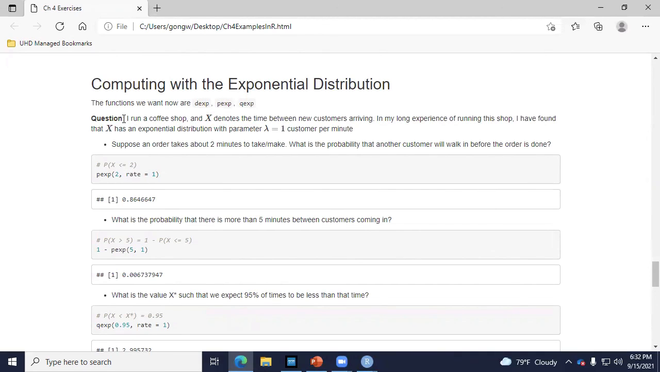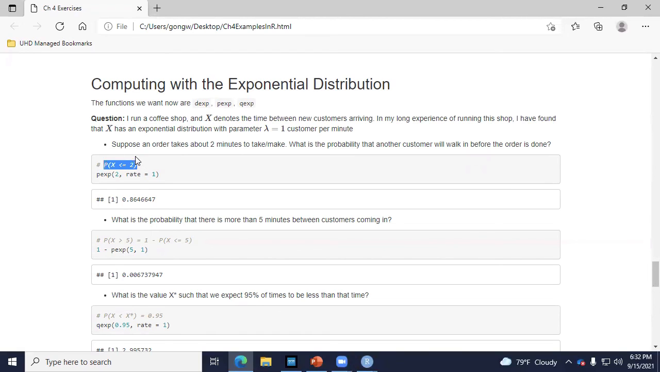In this example, suppose I run a coffee shop and X denotes the time between new customers arriving. In a long experience of running this shop, I have collected enough data, and I find the parameter for this exponential distribution is 1. Suppose an order takes about 2 minutes to make. What is the probability that another customer will walk in before the order is done? Within 2 minutes without a customer.